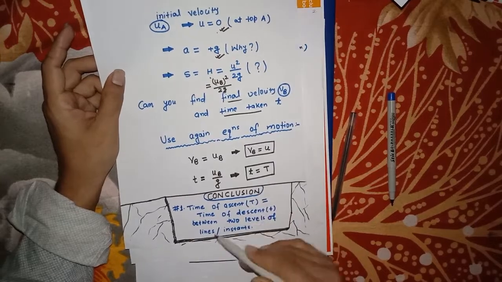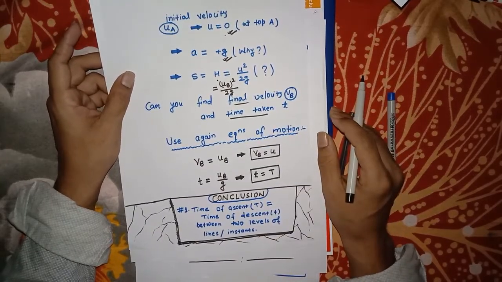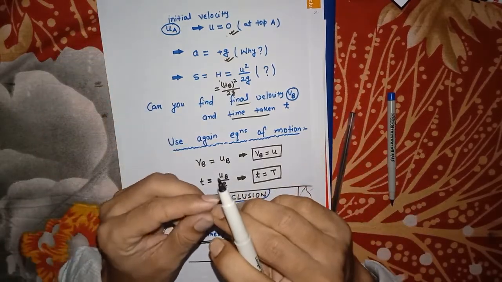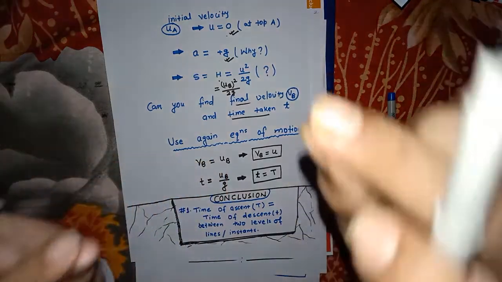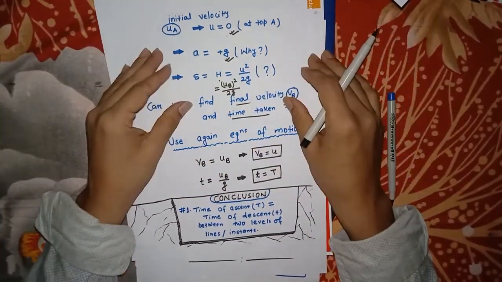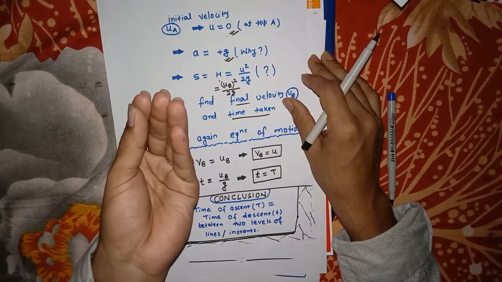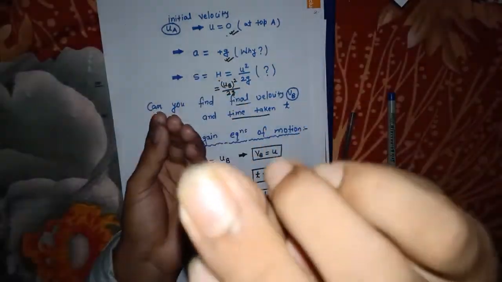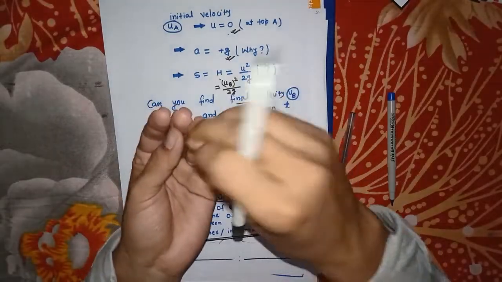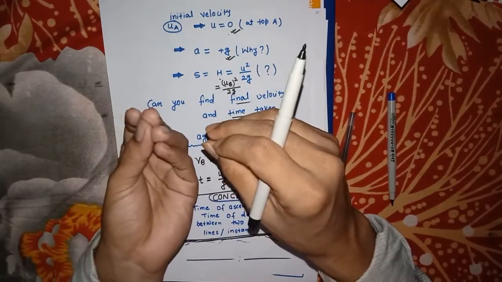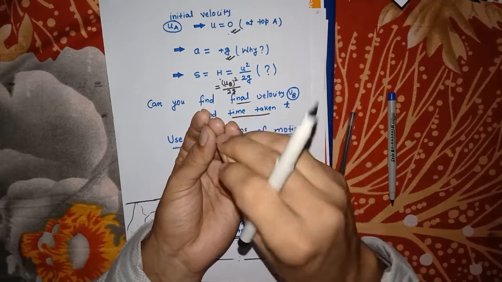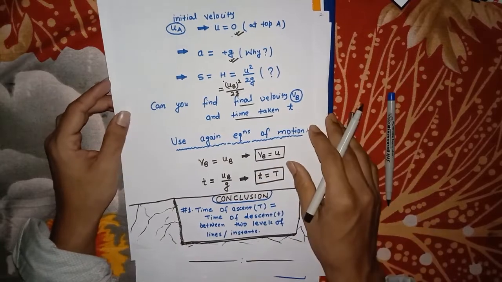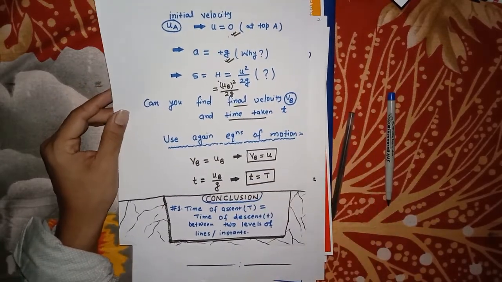So what conclusion do you get from this observation? I have concluded that the time taken in ascending of the ball and the time taken in descending of the ball is the same. And at a particular point, the ball has the same speed going up and coming down. When I throw, the speed of the ball is u_b, and when I take the ball again, the speed is the same u_b. Have you got my point? From this situation, I have concluded this kind of information.